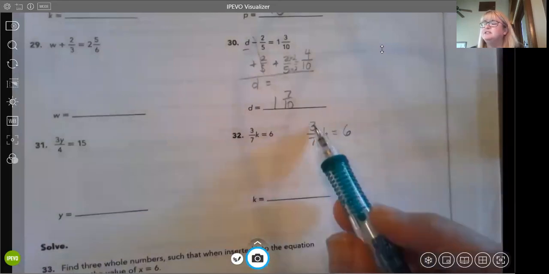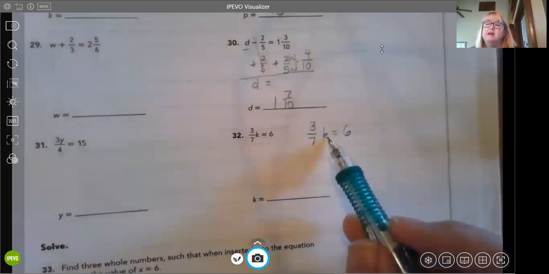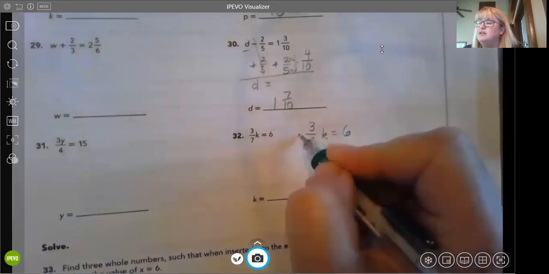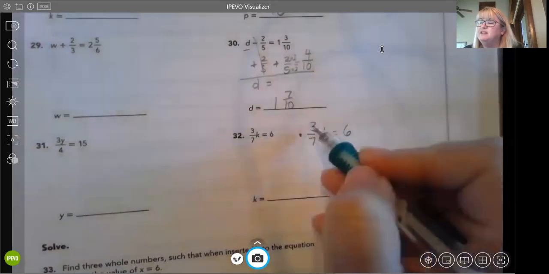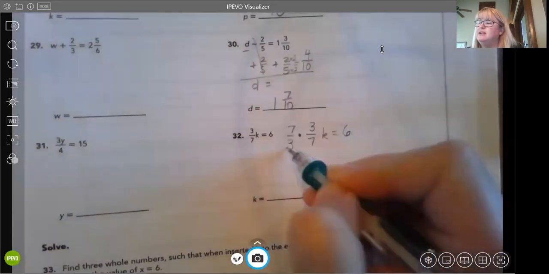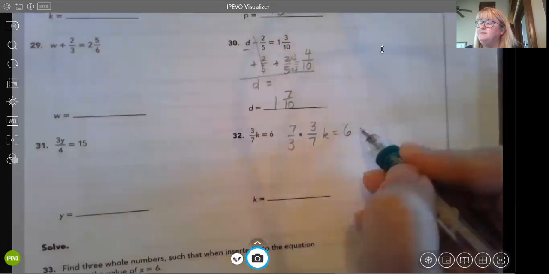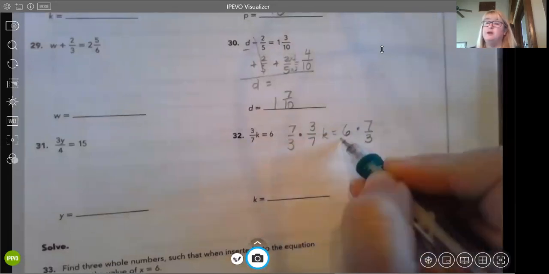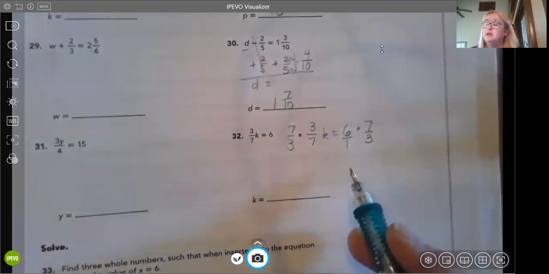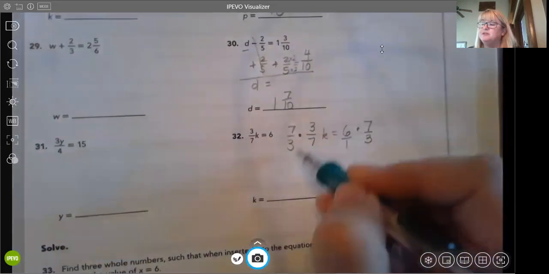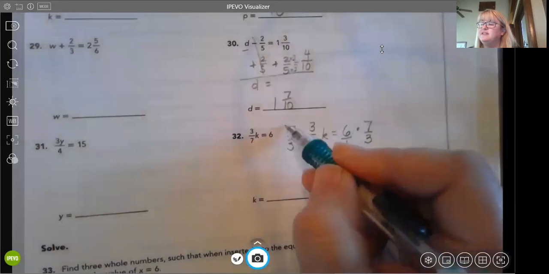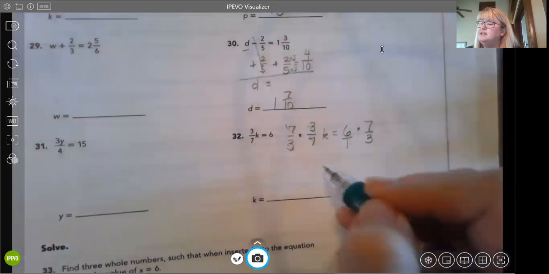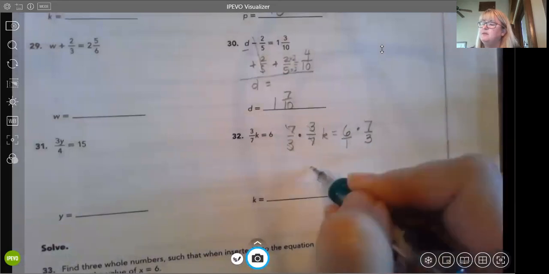And so this is 3/7 times k. But let's multiply by the reciprocal. And the reciprocal of 3/7 is 7/3. And I need to do the same thing on the other side. And I'm going to put a little 6/1, make it a fraction too. All right, by multiplying reciprocals, you cancel out the 7s, cancel out the 3s, and end up with 1k. So k is exactly the way we need it.